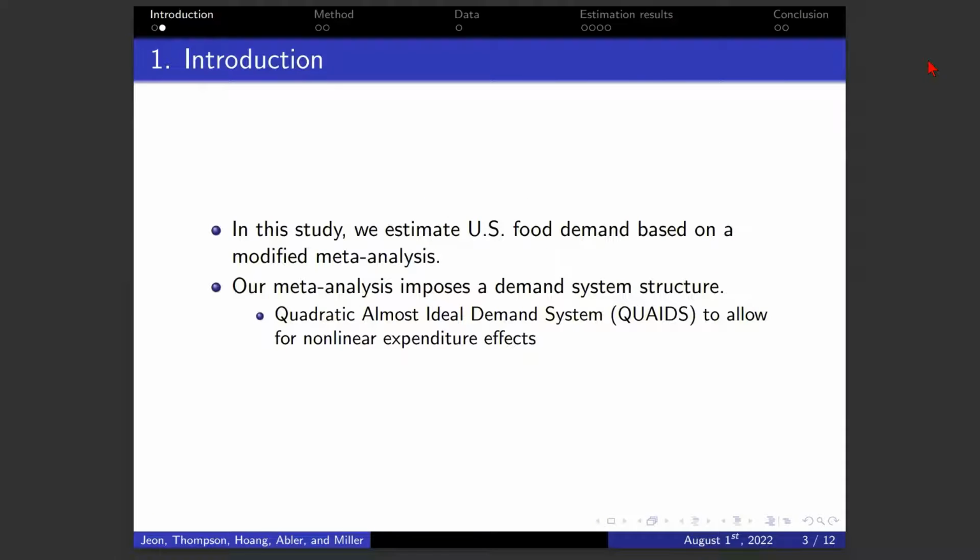So in this study, we estimate US food demand elasticities based on a modified meta-analysis. We use elasticities from the past studies, like the typical meta-analysis. However, for the regression models, we use the economic demand model instead of weighted least squares or ordinary least squares, which many typical meta-analyses used. So we borrow the economic demand model for our meta-analysis. We choose the quadratic almost ideal demand system elasticity formula to allow for nonlinear expenditure effects.